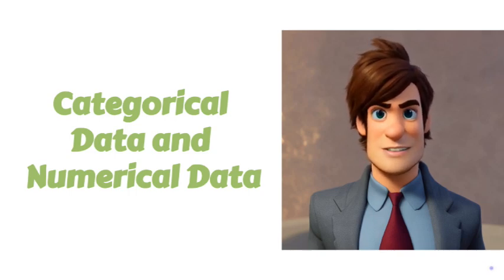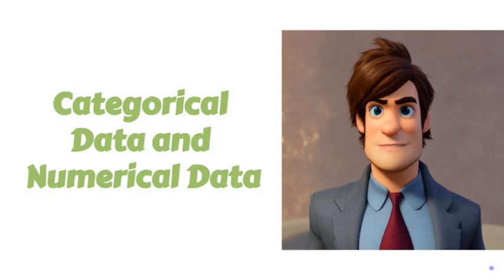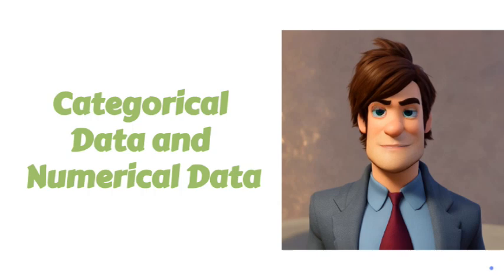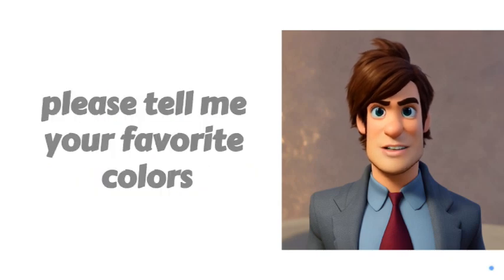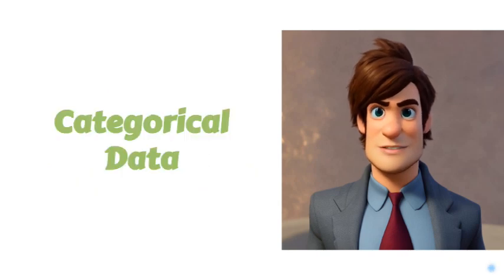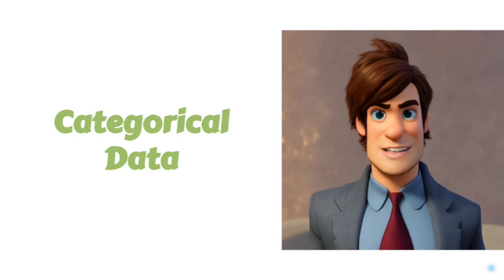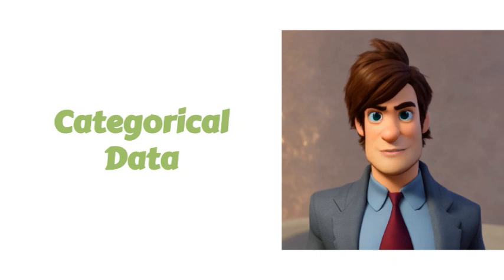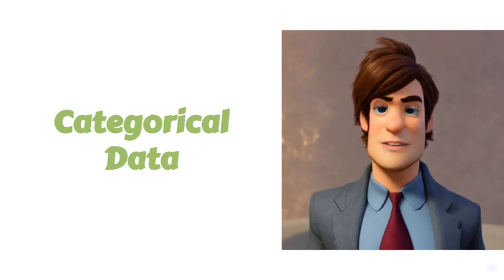For example, what are your favorite colors? Please tell me the names of colors like red, blue, green, etc. Thank you. Data like color names are called categorical data. Categorical data is data that is represented by names or labels.